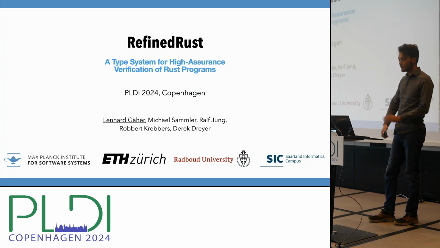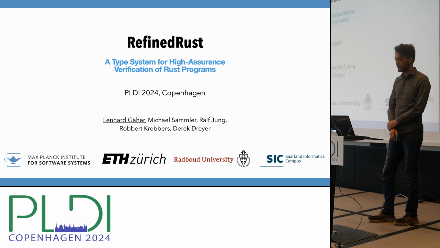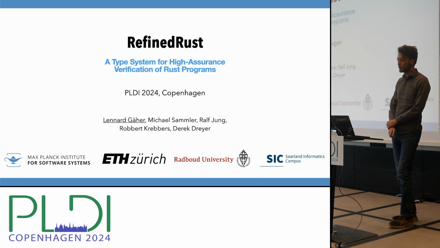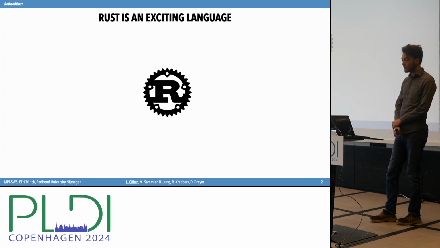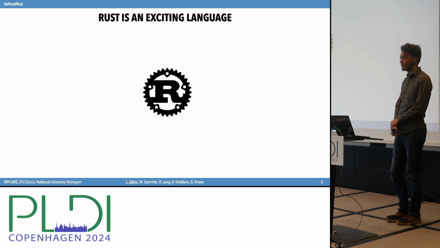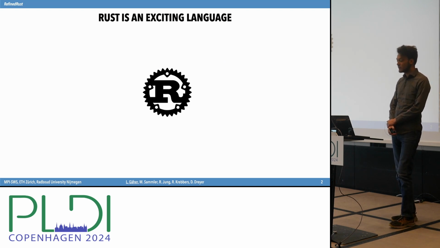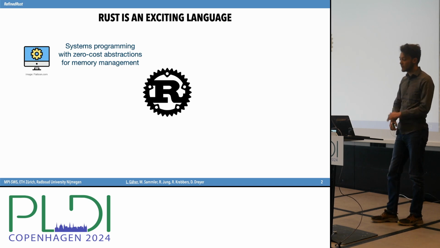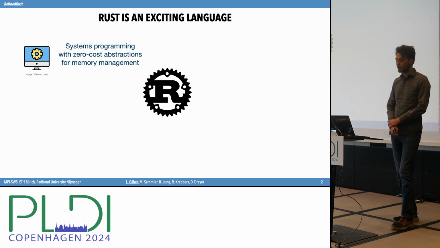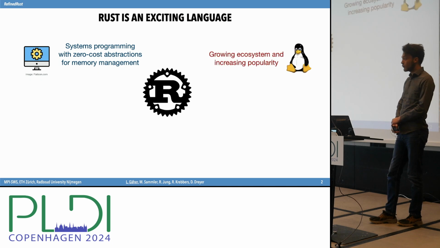So hi everyone, today I'll present RefinedRust, a new tool we've been developing with the goal of getting high assurances for Rust programs that involve unsafe code. So I'm sure most of you have heard about Rust, but for those of you who don't know it yet, Rust basically aims to be an alternative to C or C++ with zero-cost abstractions for memory management so that you don't have to do memory management manually. And it's enjoying growing popularity.